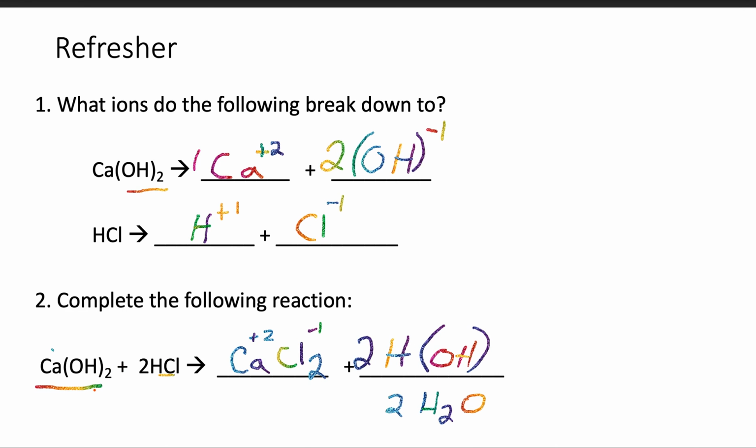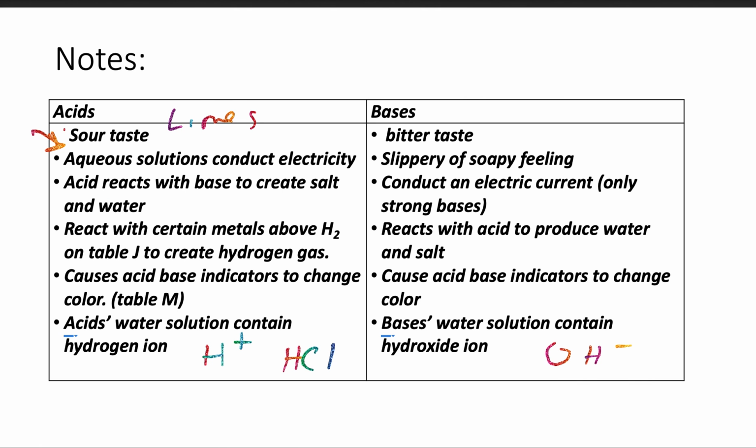Okay, so when calcium hydroxide breaks down, it gives me 2 hydroxide ions. Okay, and that's really what you need to know for now. And we will definitely be talking more on this next time on our next session.